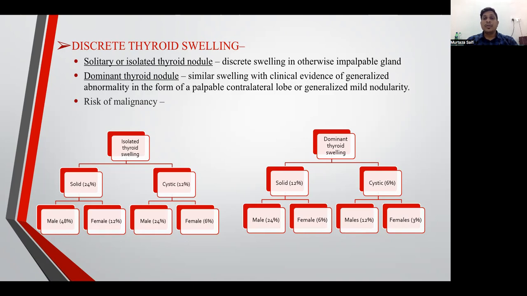When dominant thyroid swelling, in solid it is 12%, cystic it is 6%, and male 24% and female 6% as far as solid is concerned. In the dominant thyroid swelling, male 12%, female 3% as far as cystic is concerned. Right? This is the discrete thyroid swelling.